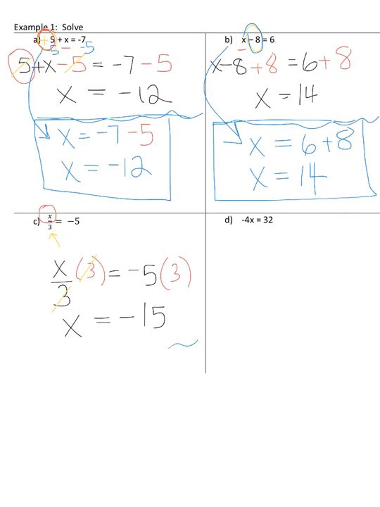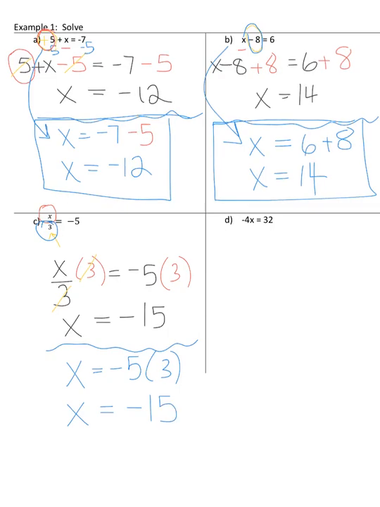So again, going back to this idea that here's what we're going to do, okay? We have x divided by 3 equals negative 5. We want to move this 3. It's being divided, so we simply do the opposite on the other side. We multiply it to the other side, okay? And negative 5 times 3 again is negative 15, okay?